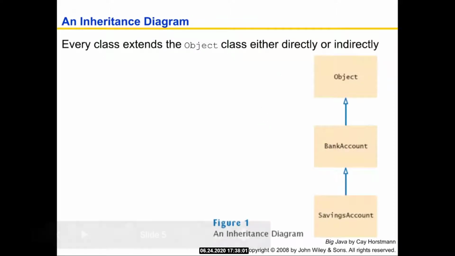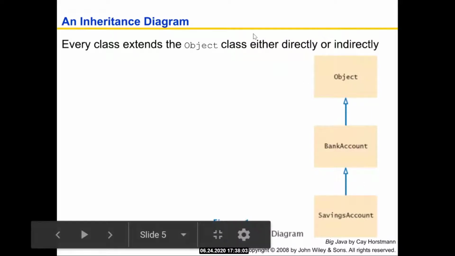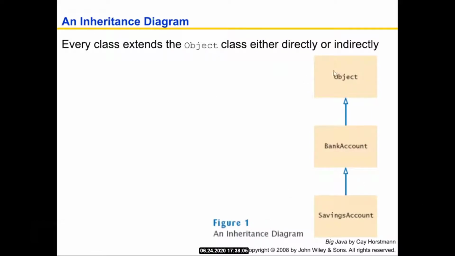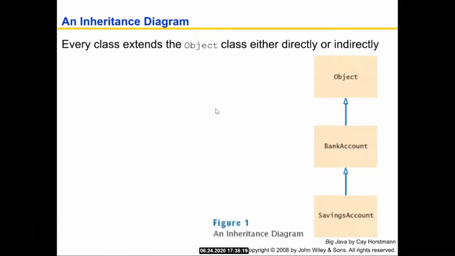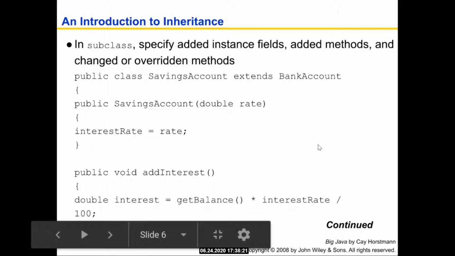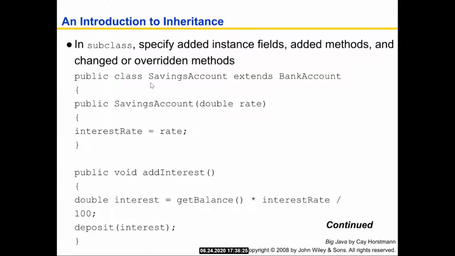So if we were to look at this with a diagram, we'd see all objects like bank account and savings account, they start with class Object, right? So bank account extends Object. Savings account extends bank account. So what does the syntax look like? Well, we've seen extends before. Public class SavingsAccount extends BankAccount.